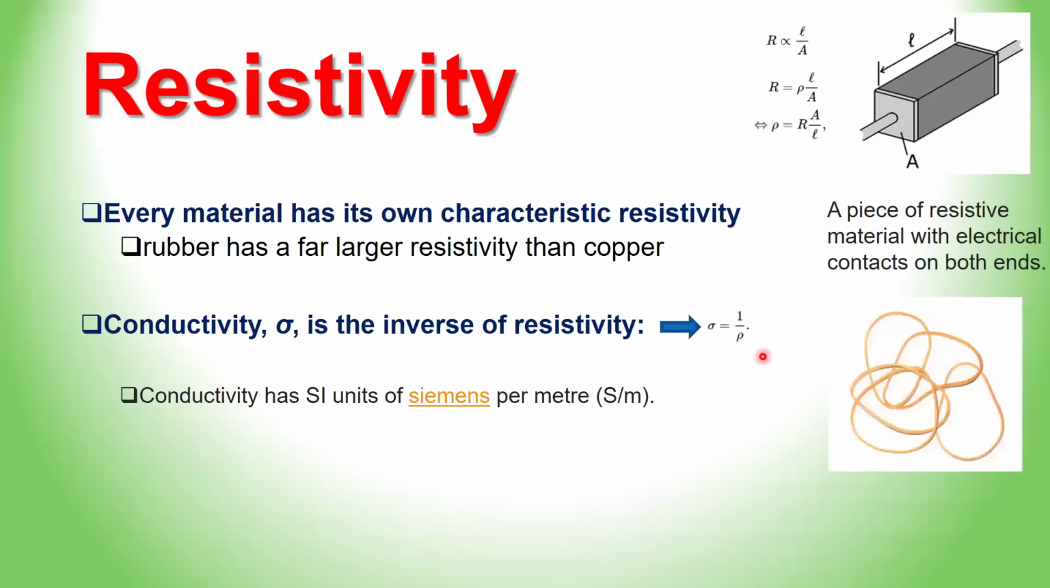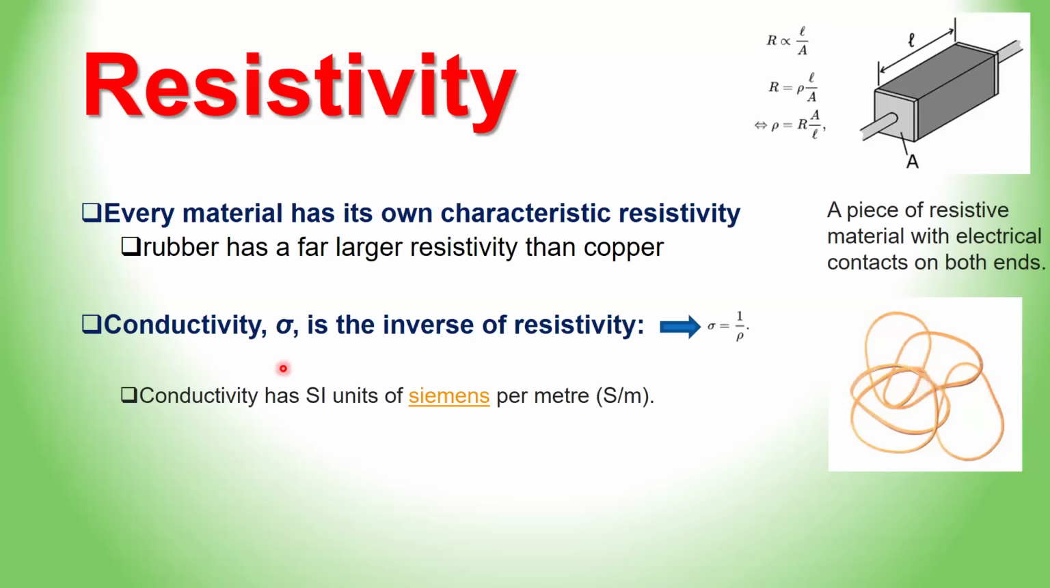Okay, so here again we see that every material has its own characteristic resistivity. As I said, for example, if you take a piece of rubber, which is a pure insulator, it has a fixed value of resistivity. And if you compare this insulating material, which is rubber, with that of a conductor, which is, for example, copper, the rubber will have a far larger resistivity than the copper.